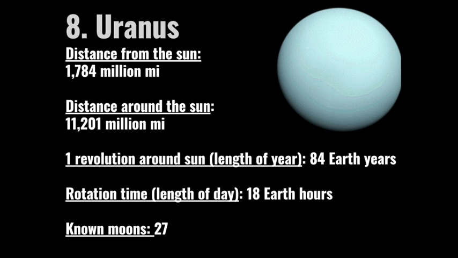Uranus. All right, there we go. I'm sure there are plenty of memes out there about this planet. One revolution around the sun takes 84 Earth years. So I'm almost 40 years old. Uranus hasn't made it around the sun one time since I've been alive.